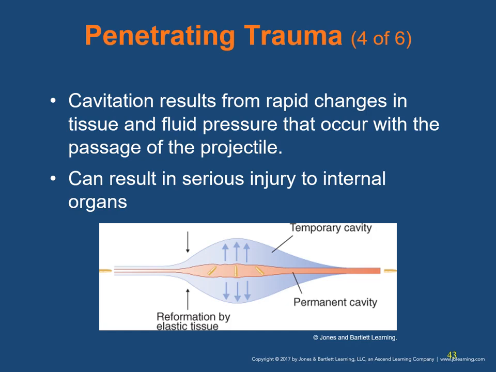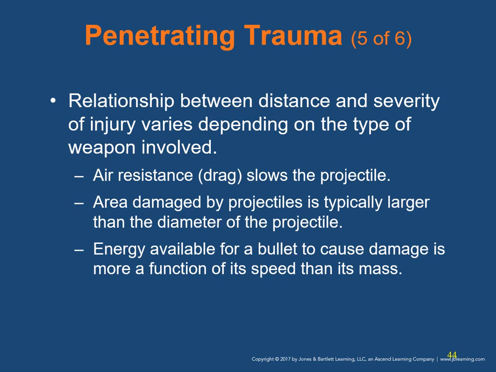Cavitation results from rapid changes in tissue and fluid pressure that occur with the passage of a projectile. It can result in serious injury to internal organs distant to the actual path of the bullet. Temporary cavitation injuries result from a stretching of the tissues that occurs with pressure changes. Permanent cavitation injury results closer to the bullet path and remains after the projectile has passed through the tissue. The relationship between distance and severity of the injury varies depending on the type of weapon involved.